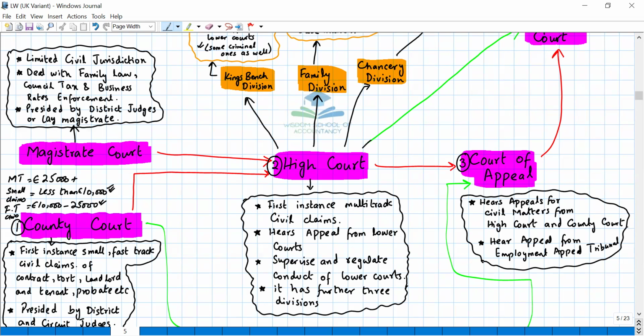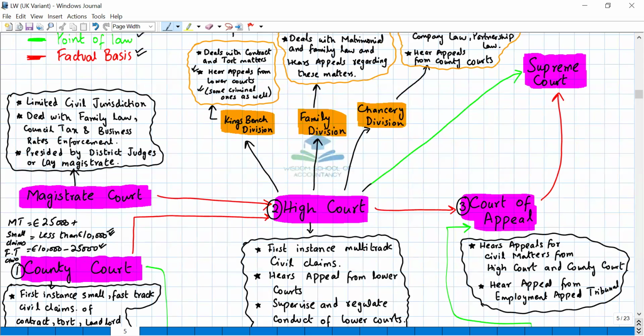Lay magistrate can be any person who voluntarily hears the case, and it is usually the person in that area who is kind of famous in that area, and people go to that person to deal with different things. So such a person can voluntarily act as a lay magistrate and hear the cases.